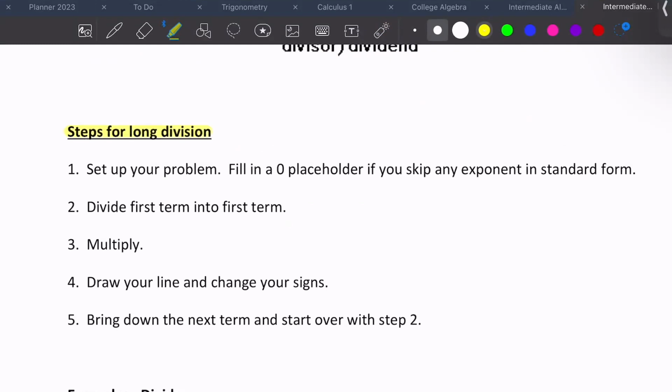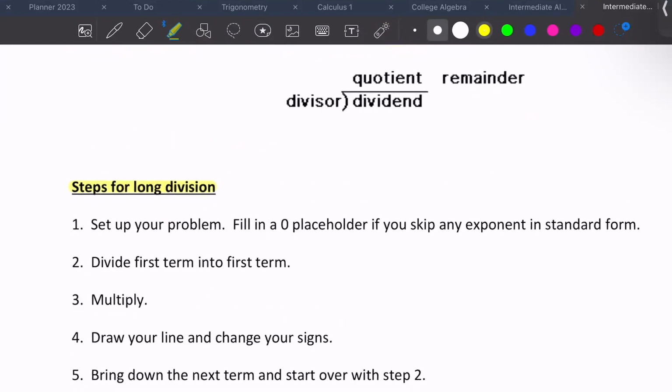You're going to set up your problem. That means put it like this. And we're going to fill in a 0 placeholder if you skip any exponent in standard form, right? Standard form means our exponents are descending, going down. So let's say we have 3, 1, 0. We would put in a 0 for our x squared. 3, 2, 1, 0 is what we needed to say. This will all make more sense in a minute.